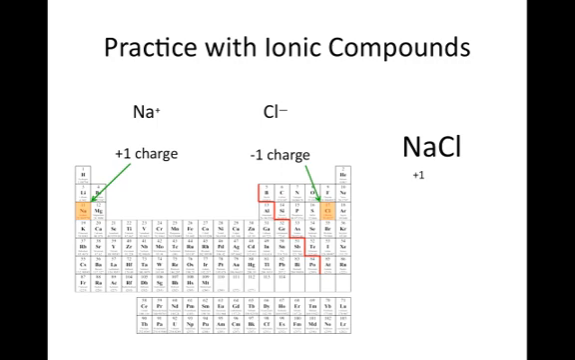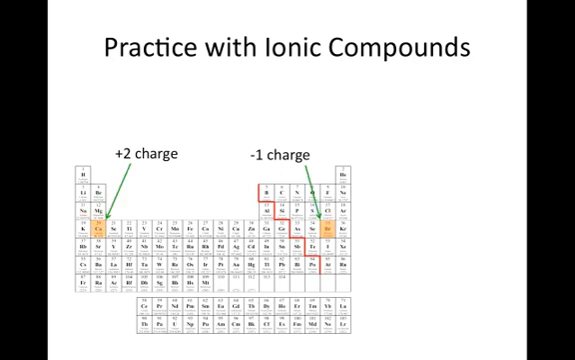Each Na has a charge of +1. Since there is only one Na in the compound, the overall positive charge in the compound is +1. Each Cl has a charge of -1. Since there is only one Cl in the compound, the overall negative charge in the compound is -1. +1 and -1 cancel out to be 0, so NaCl has an overall net charge of 0.